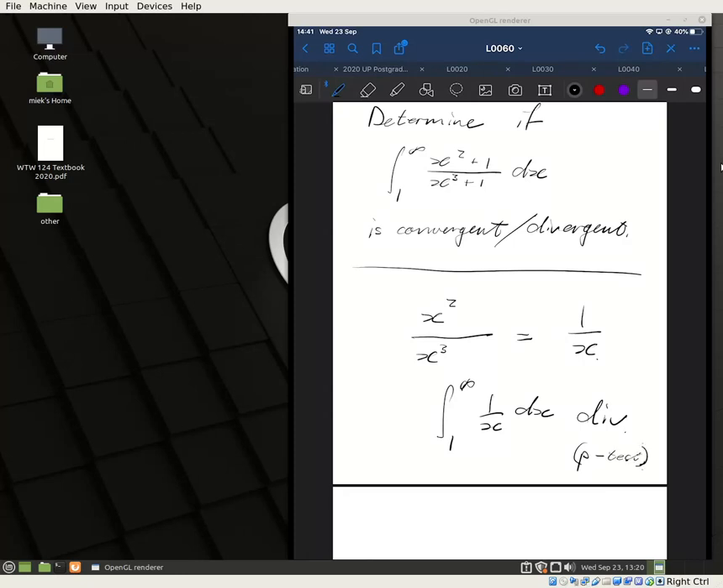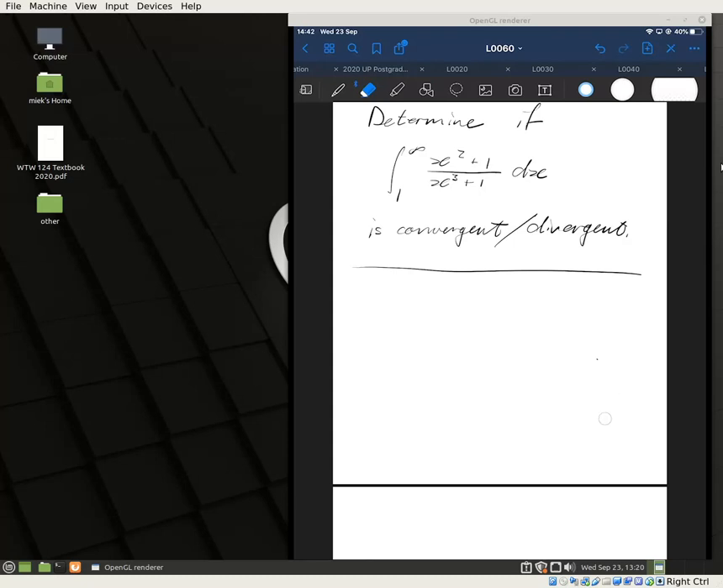So we are going to try to prove that this integral is divergent. And why do we do that? That is because we guess that this expression, x squared plus 1 over x cubed plus 1, behaves like 1 over x. So that is our guess. Let us be very clear here: we are guessing. We have not proven anything yet.